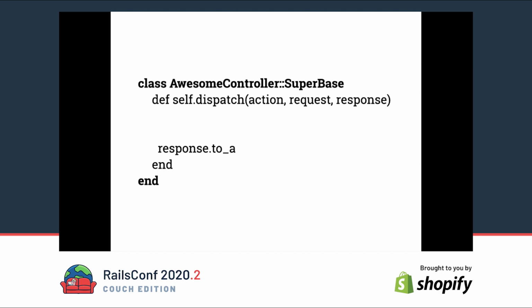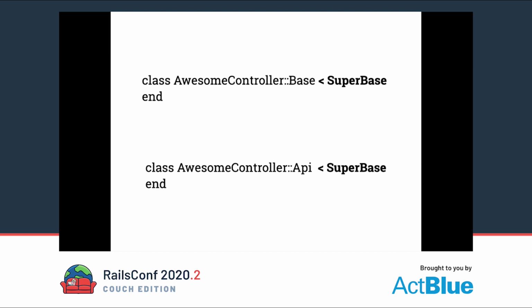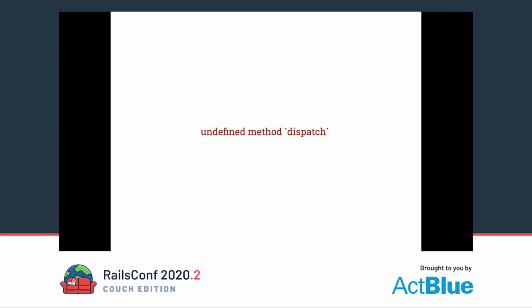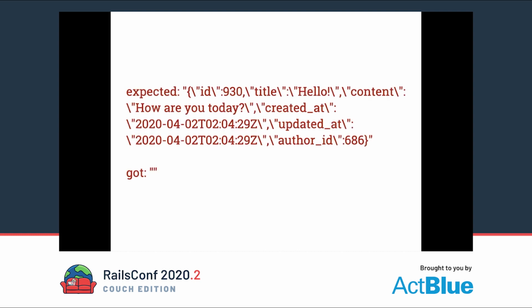Now, because this method is needed for both the API and base controller classes, I've implemented it instead in a superclass for them to inherit from, and I've named it SuperBase. With the base classes inheriting from it, they'll share this implementation. And this code fixes the fact that dispatch has an undefined method. We can rerun the tests, which will continue to fail, but for many other reasons.